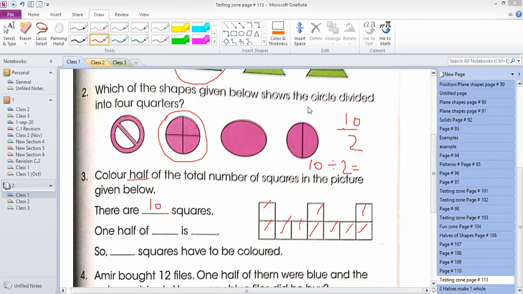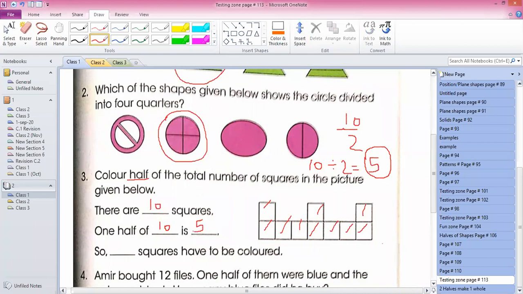Very good. 2 multiplied by 1 equals 2. 2 multiplied by 2, 4. 2 by 3, 6. 2 by 4, 8. And 2 multiplied by 5 equals 10. So 10 divided by 2 is equal to 5. That means 5 is the half of 10. So I will write, one half of 10 is 5.